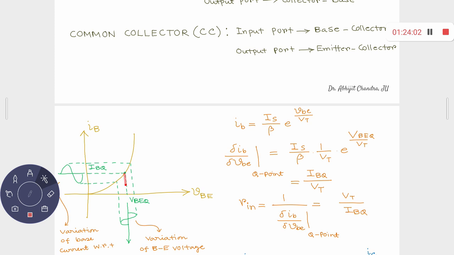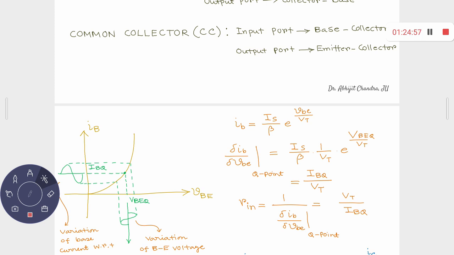If I have some constant DC voltage over there, VBQ, then the corresponding current is IBQ. Whenever there is a variation of voltage, and if I assume that that variation is small, then I can consider this slope as a linear one, a constant slope. So you have some variation in the base emitter voltage, and some variation in the base current. How can you realize this? Some input voltage change is represented by some current change.